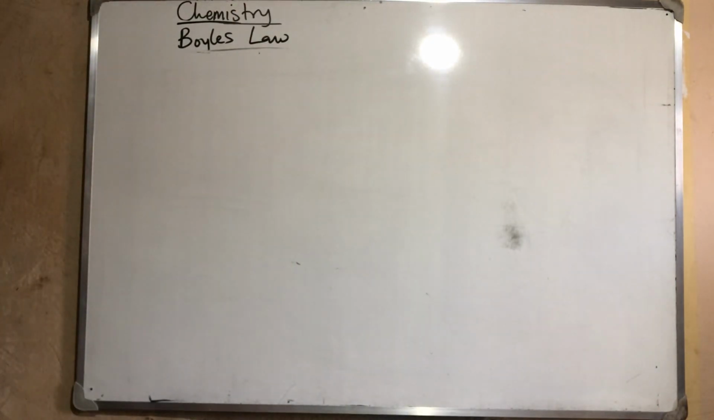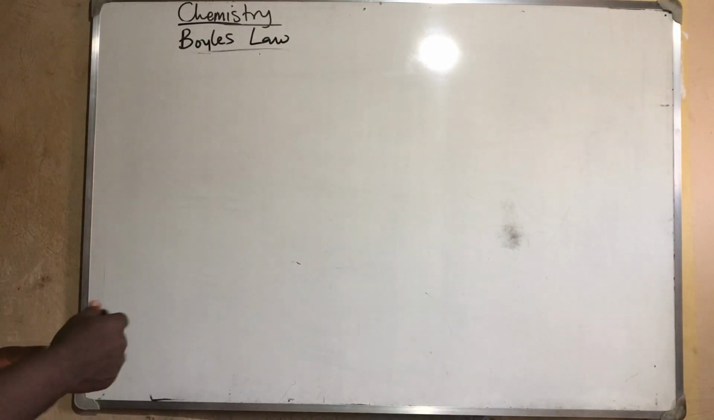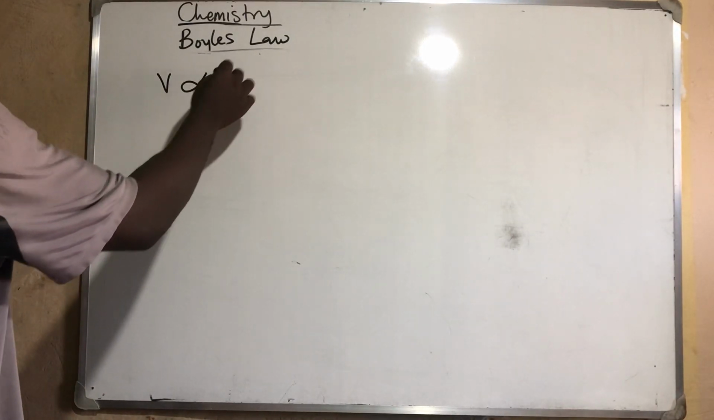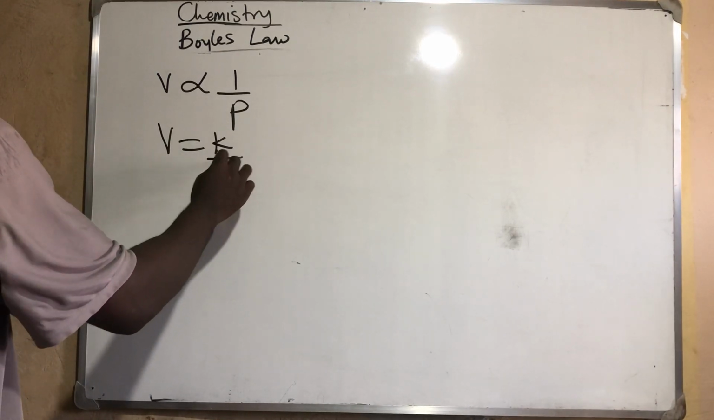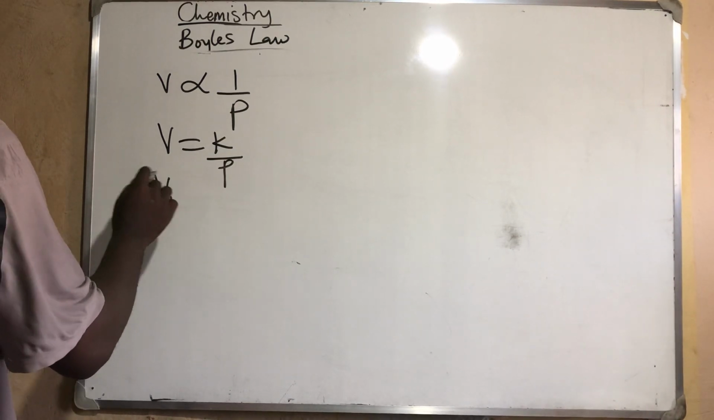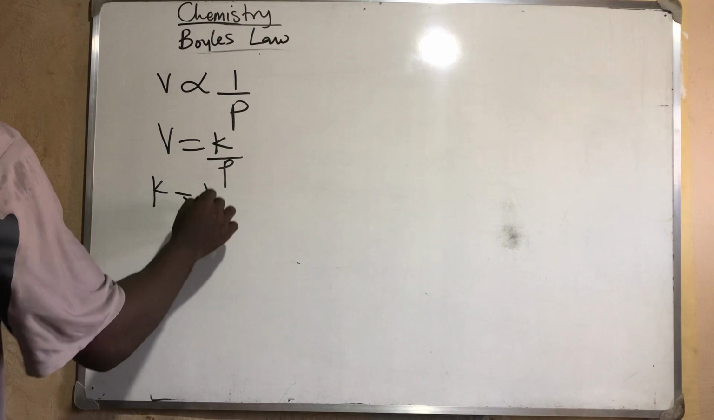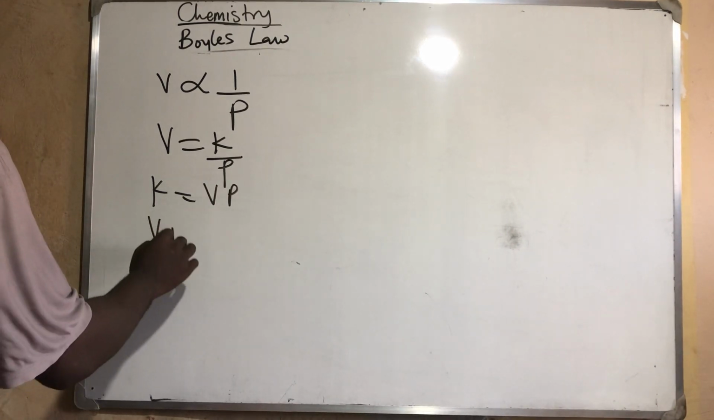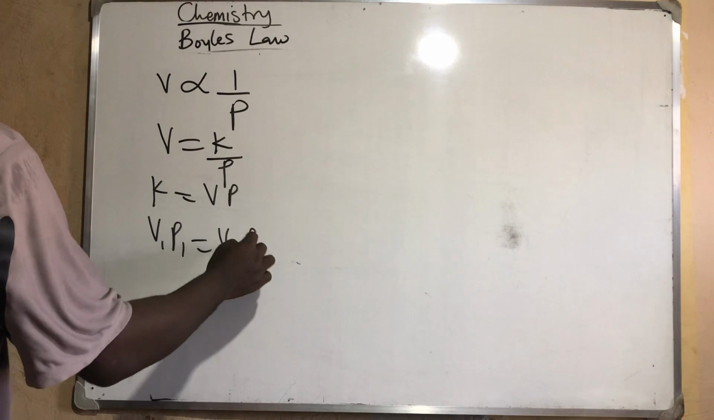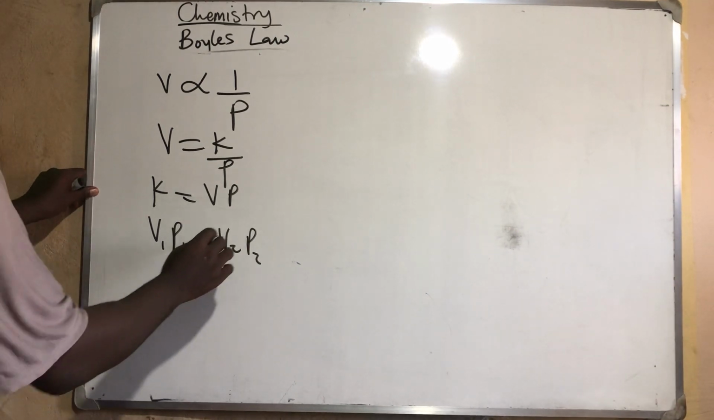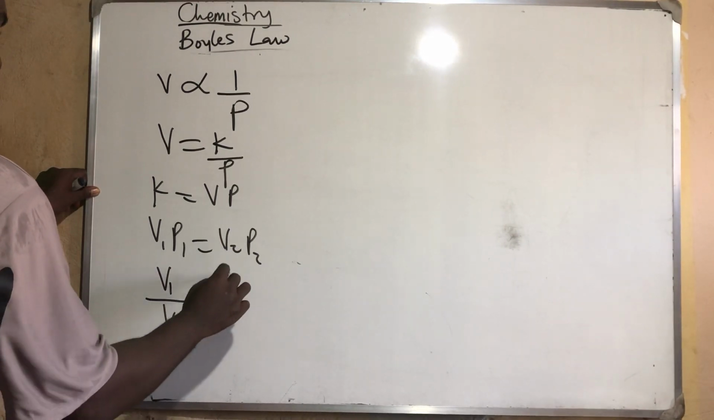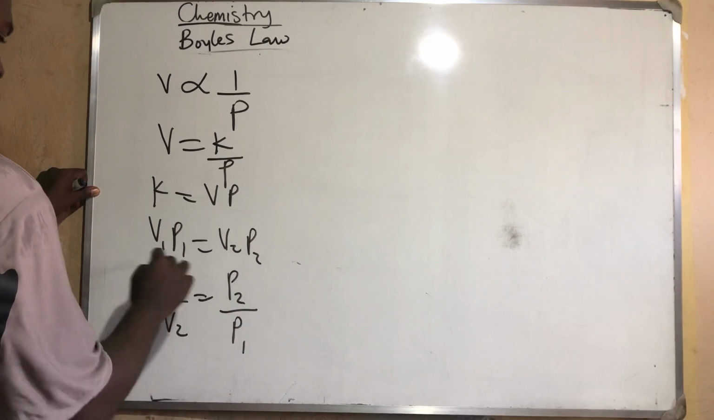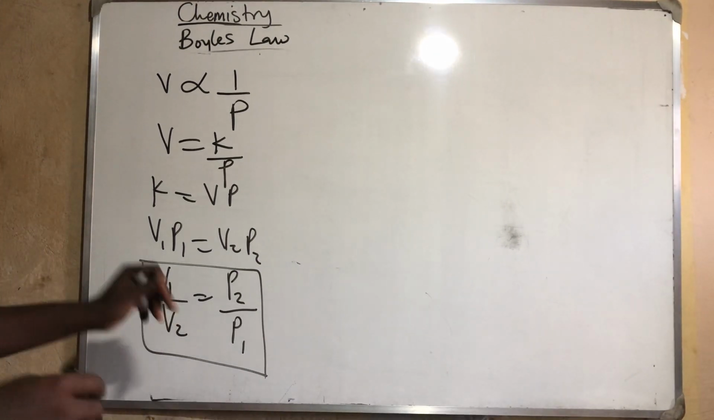Don't forget that at constant temperature and number of moles, the volume of a given mass of gas is inversely proportional to pressure. If you remove the proportionality sign, you have K over P, which shows that K is equal to VP. So you now have V1P1 is equal to V2P2. If you want all the volumes on the same side, this one will come down, so I have V1 over V2 is equal to P2 over P1. Please correct the first one I wrote. This is the correct thing to write.